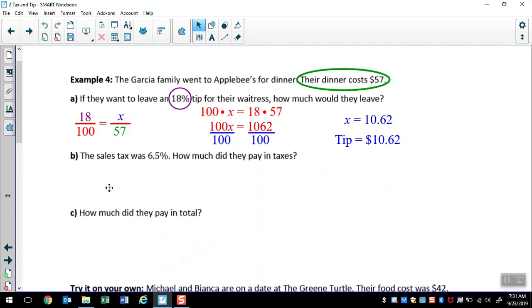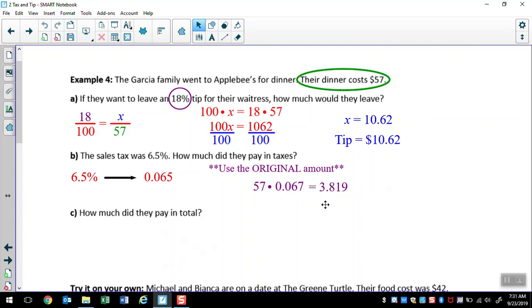This time I'm going to do it the easier way. I'm going to start with that 6.5%, and then turn it into a decimal, so 0.065. Now we're going to use the original amount, that $57. So I'm going to do 57 times 0.065, and that gives me 3.819. We're dealing with money though, remember? So we need to round that to the nearest cent, the second decimal place. So my tax was $3.82.